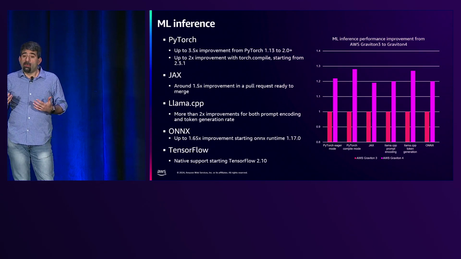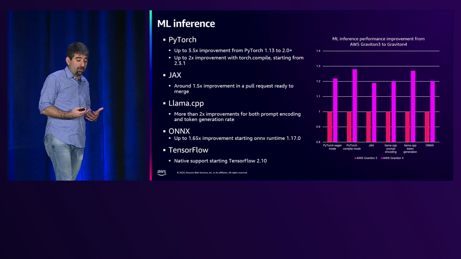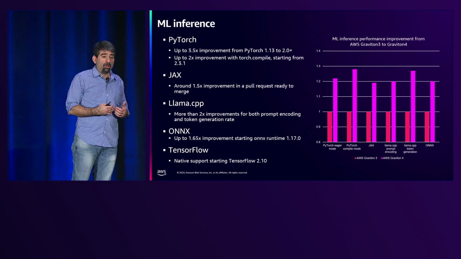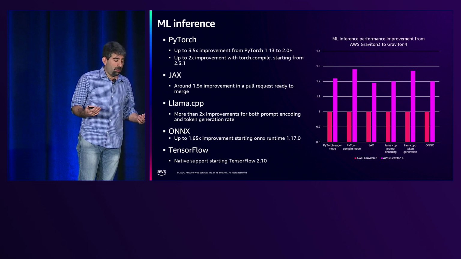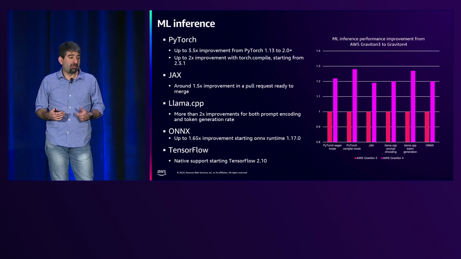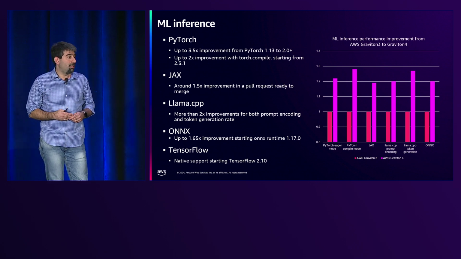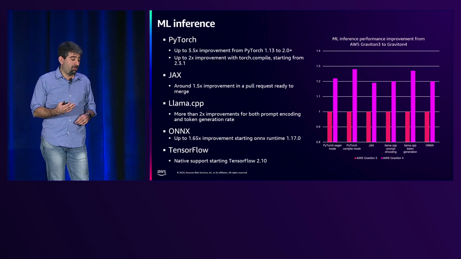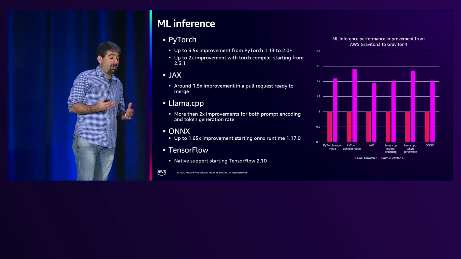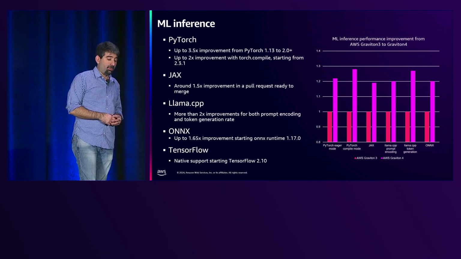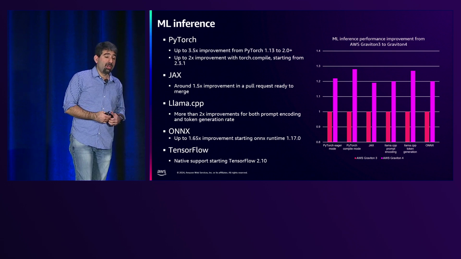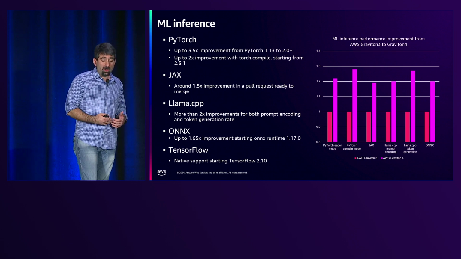We've also been spending a lot of time on machine learning and machine learning frameworks and getting those to run on Graviton. Today, a large number of frameworks support running on Graviton. We've improved performance in PyTorch, going from PyTorch 1.13 to PyTorch 2 by over 3.5x in some models. With Torch compile, we've seen a 2x improvement with PyTorch 3.21. We're working on improvements with JAX right now that gives a 1.5x improvement, and with other frameworks as well. In addition to those, going from Graviton 3 to Graviton 4, we typically see a 20 to 30% increase in performance as well.